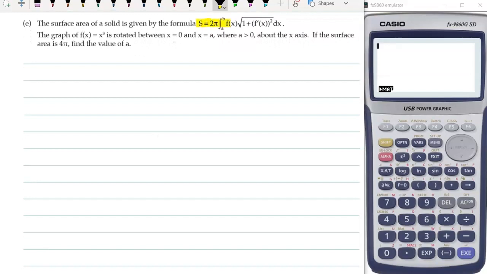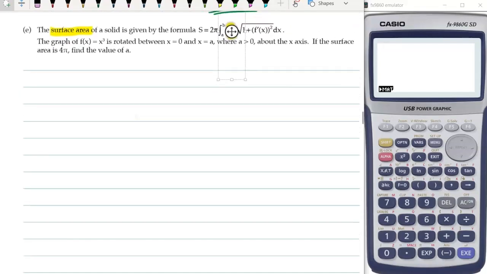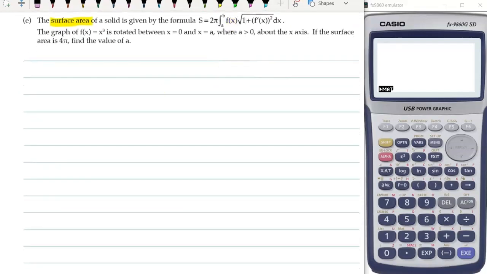Part E, we're using this formula that's given to us to work out surface area. Now the pieces that go into that formula, we've got our f of x function just there. So the f of x is given to us as x cubed. Then we need to put in f dash of x, which will be the derivative of the f of x function. And the a and b part here, so the beginning and end of our limit, we're told is x equals 0 and x equals a.